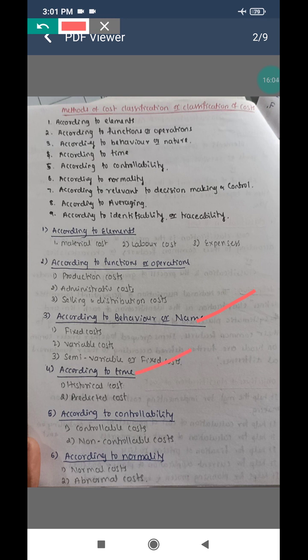Then according to the time. On the time basis, which costs are classified? Historical cost, past data. Then predicted cost. Predicted cost means future data. If this year we produce 100 units at a cost of 1 lakh rupees, and next year we have to produce 100 units, how much cost will it be in the future? That we can call a predicted cost. Then according to the controllability, on the basis of control, controllable cost: which cost we can control.